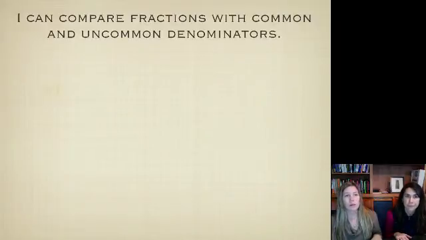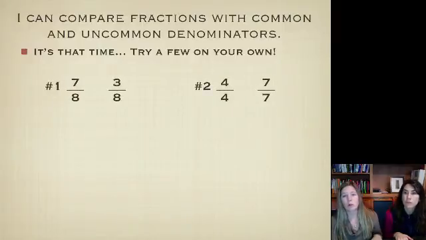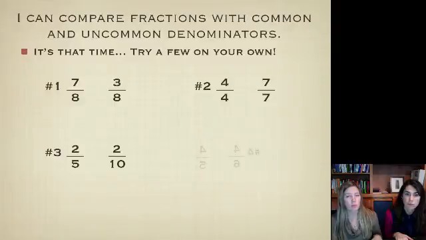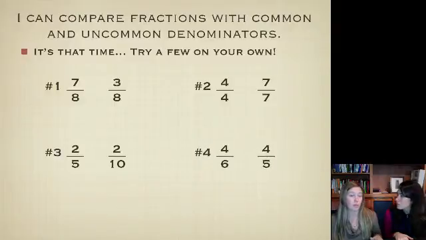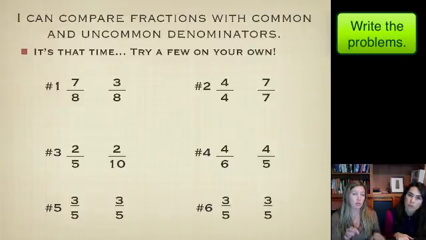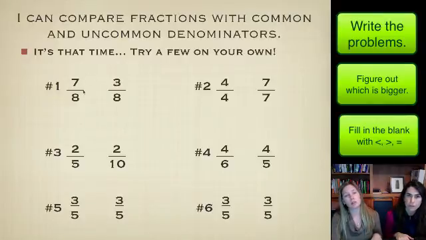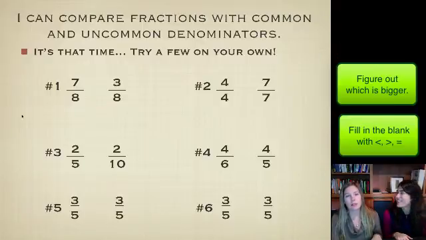All right, and the last part now is, I believe there are 6 problems for you to do on your own, and there's a variety of them. Some of them have common numerators already, some of them have common denominators, some of them don't have anything in common. So you need to write the problems down. Make sure you write down both fractions and then fill in that empty space with a greater than, less than, or equal to sign. And please number them. It just makes it easier when we discuss in groups.